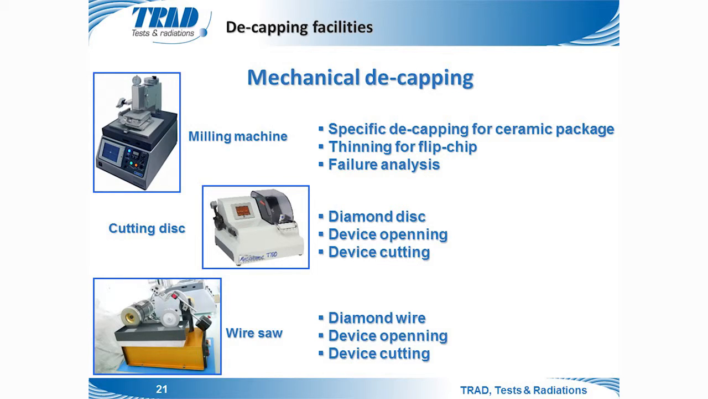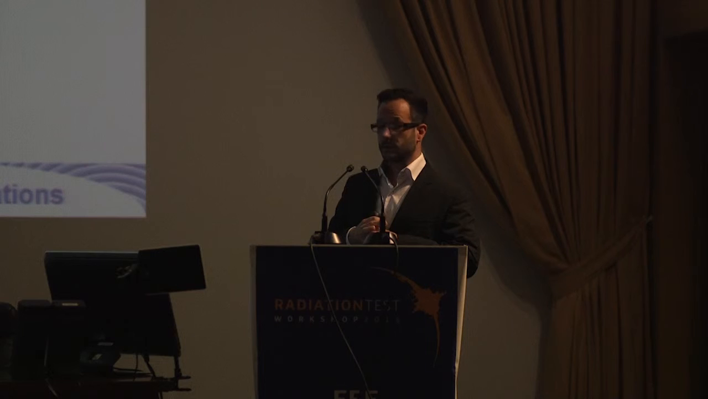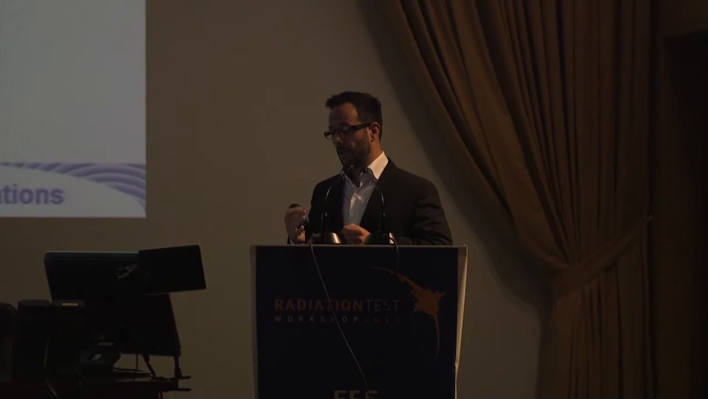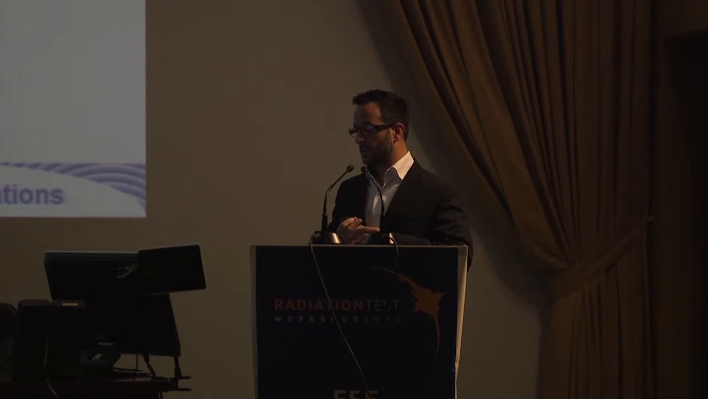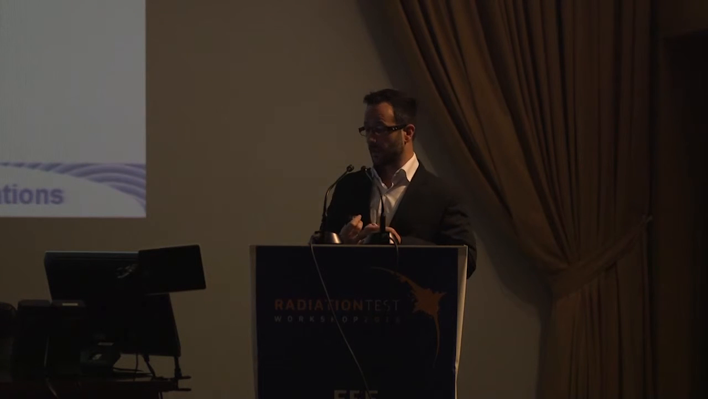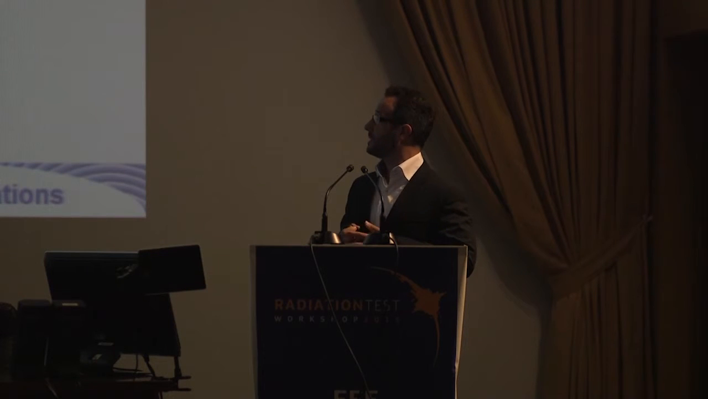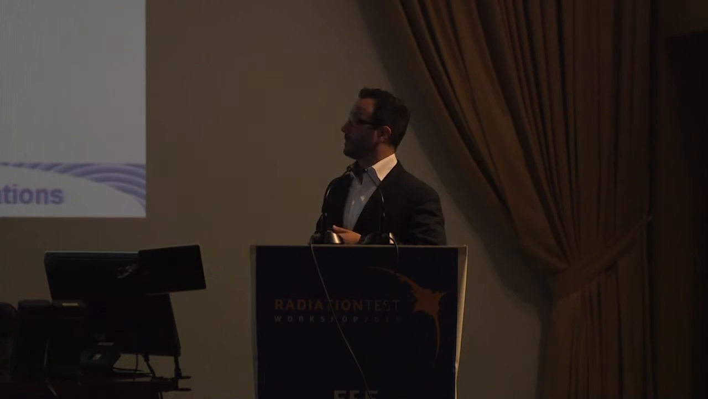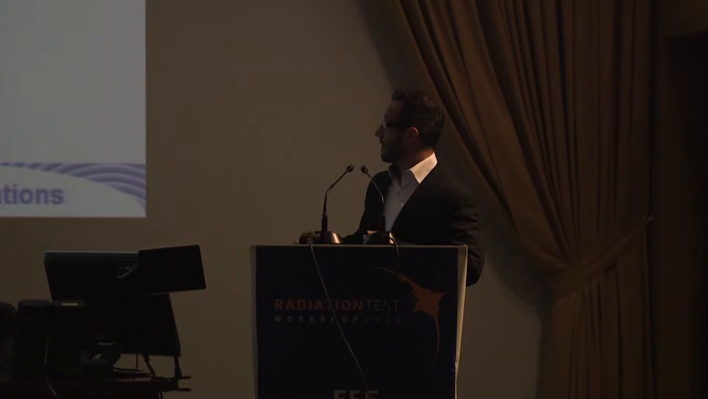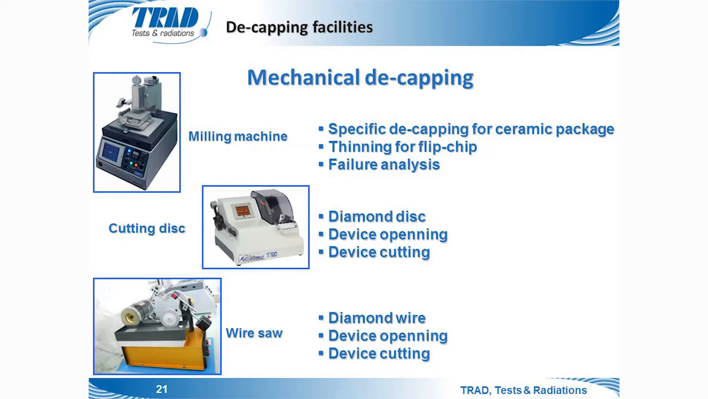In order to open a ceramic package, you have to use the milling machine. It allows us to thin the die for flip chip devices and to perform failure analysis. We can also use a cutting disc in order to cut devices. We can open components with it also, but it is more dedicated to device cutting for cross-section analysis. And the wire saw is quite similar to the cutting disc, but with more precision.